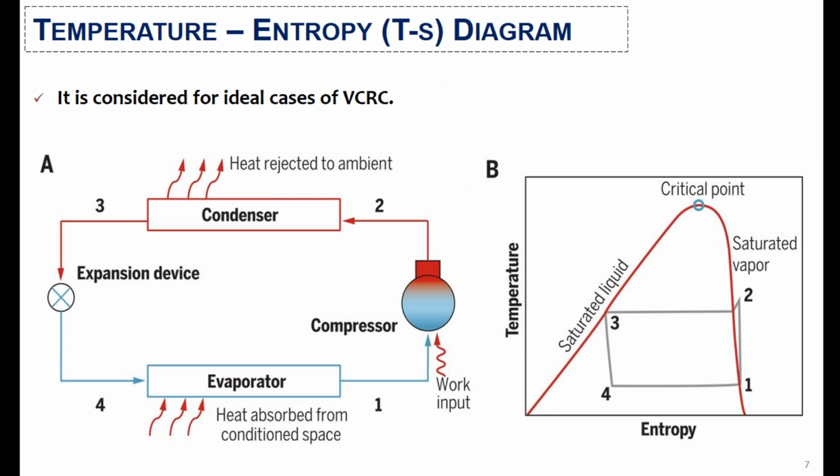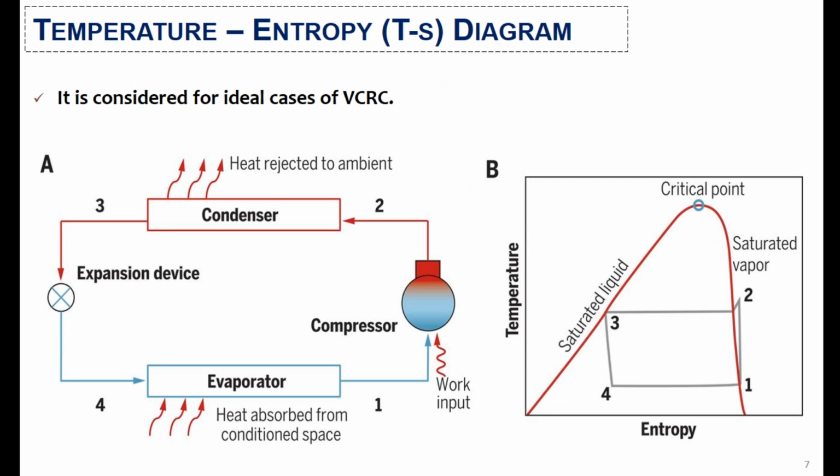Mainly the temperature and entropy diagram is considered for compressor systems. For the vapor compression refrigeration circuits, it is considered as an ideal case when we study the temperature entropy diagram. What the temperature entropy diagram explains is that when a compressor works on a gas, it increases its temperature and also changes the saturated vapor phase into the superheated vapor phase.